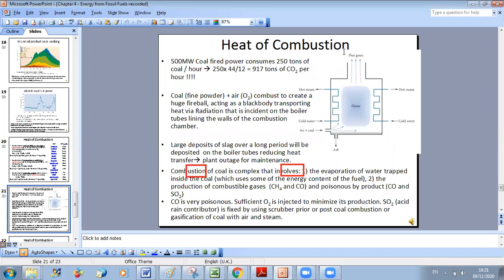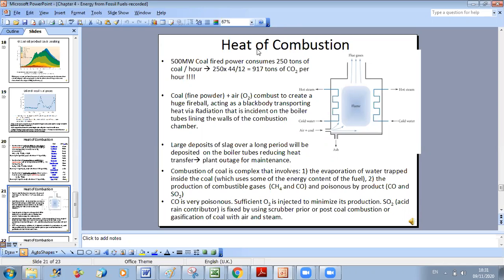Now if we want to do a small, simple calculation, if I have a 500 megawatt coal-fired power plant that consumes 250 tons of coal per hour, then for each 1 ton of coal, I am producing a corresponding amount of 44 over 12 CO2. Why?